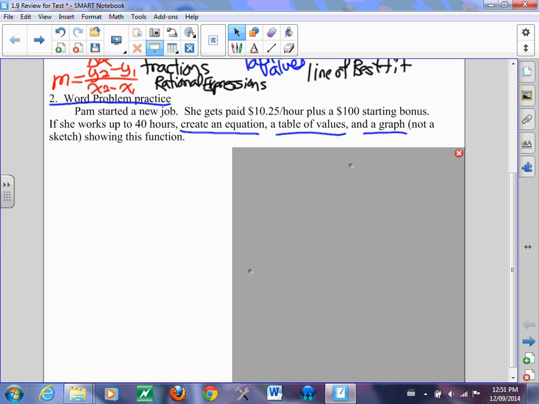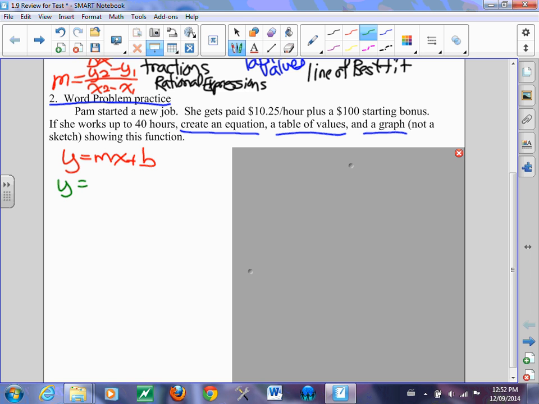Okay. So ladies and gentlemen, first thing to do is to come up with the equation. So to get your equation, we hopefully can recognize this is a linear equation. So we need to have it in the form y equals mx plus b. The rate, ladies and gentlemen, which is the slope, is the $10.25 per hour. So it's going to be 10.25x plus your starting bonus or your base fee of $100.